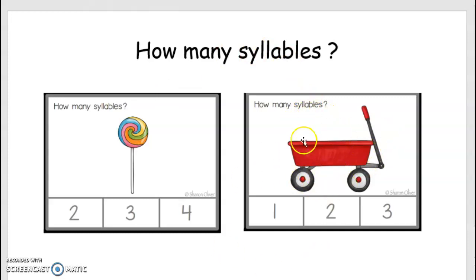Let's try this last one. This is a wagon. Can you say wagon? Now let's clap it out. Wagon. How many times did you clap? That's right. You clapped 2 times. So therefore there are 2 syllables in the word wagon.